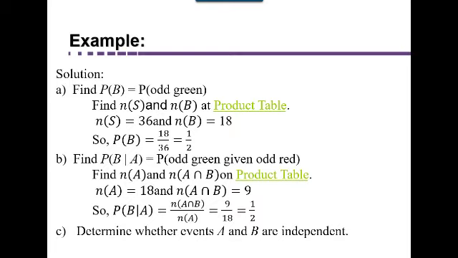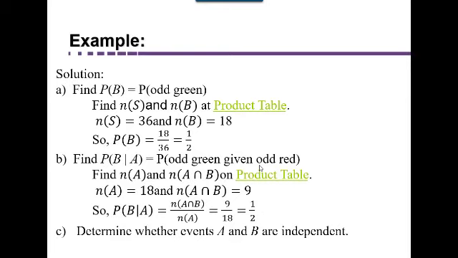So what's the probability then? Well, we're going to divide the number of ways A and B can happen by the number in A. So that's going to be 9 out of 18, or 1/2. All right, so now we're asked to determine based on this whether events A and B are independent.